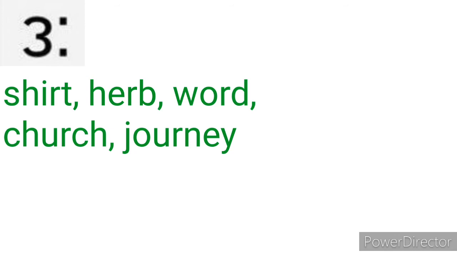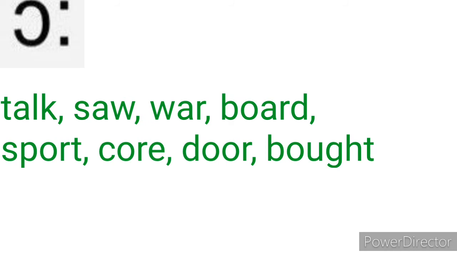Okay, now let's look at the next one. The next one is pronounced all. All is long due to the two dots beside it. You can find this sound in words that have AL, AW, AR, OAR, OR, ORE, OOR, and OU. You can see this sound in words like talk, saw, war, board, sport, call, door, bolt.